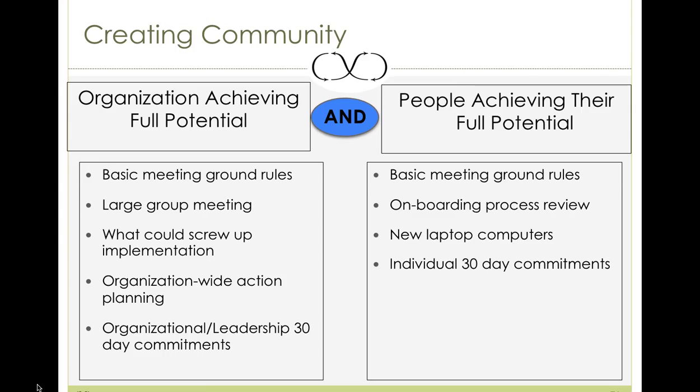So basic meeting ground rules. So this is something that you recall they came up with themselves at their own tables for their own meeting, if you will, within this larger gathering. And this was how can we make sure that everybody collectively we're making our best contribution. Let's have some good ground rules. The large group meeting itself was an example of the organization being able to achieve full potential.